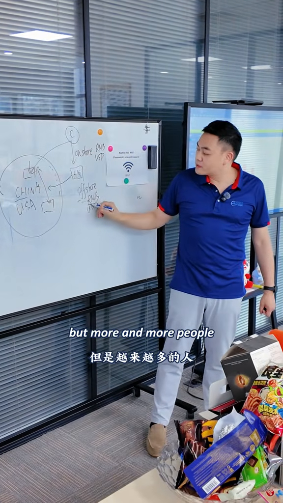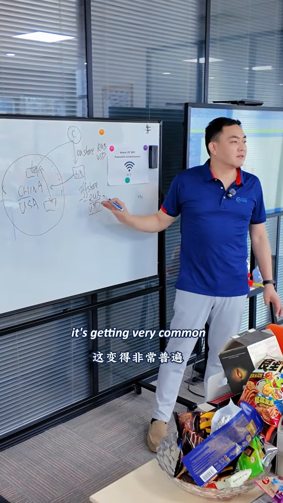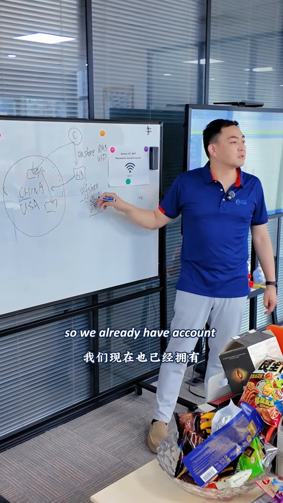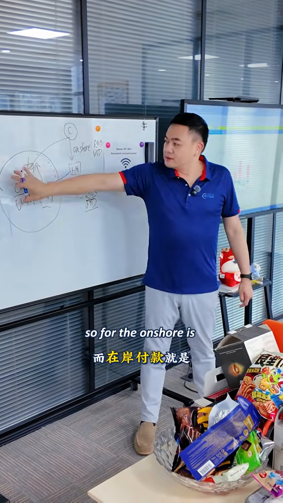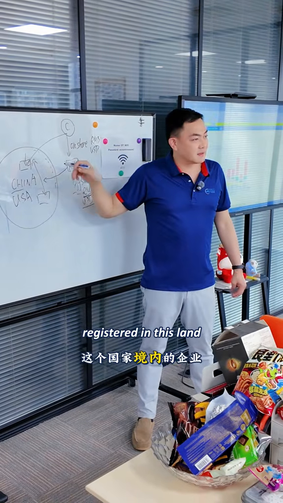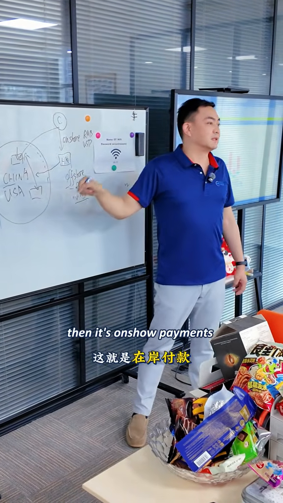But more and more people are using offshore RMB, USD, Euro to pay. It's getting very common. So we already have an account to receive offshore RMB. So for the onshore, you have to pay the entity registered in this land, in this country, inside the country, then it's onshore payment.